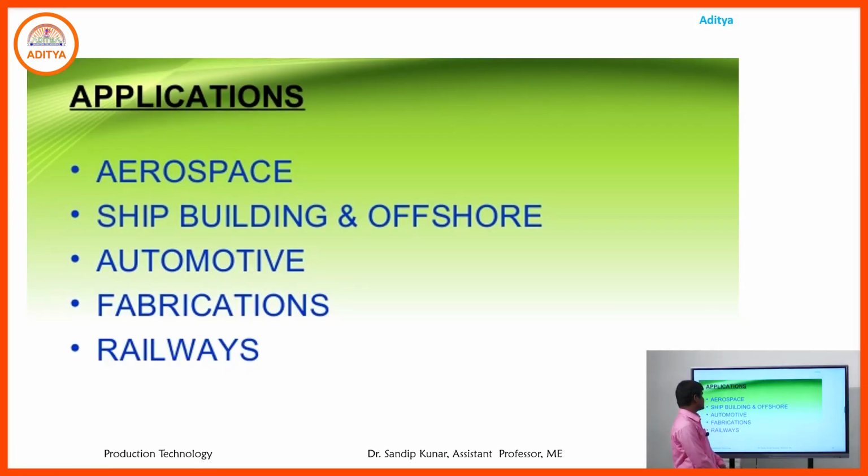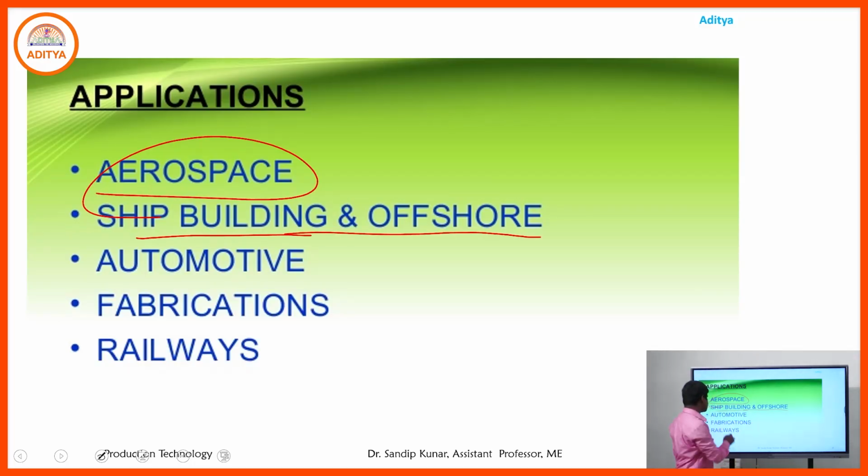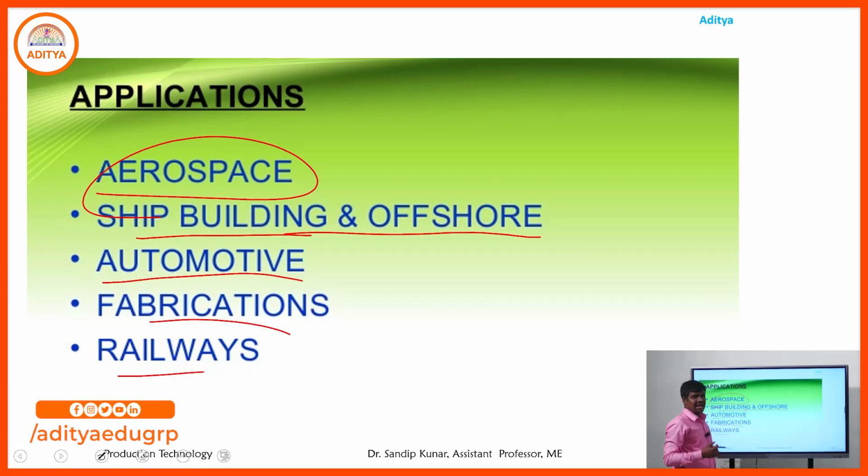Industries where we use friction stir welding: first, aerospace applications, which is one large industry in India. We also use it in shipbuilding, offshore, automobile, fabrication, and railway, very heavy industries. It produces very good welding quality with low environmental impact and low health hazard. That is why we use this welding process in heavy industry in India and throughout the world.